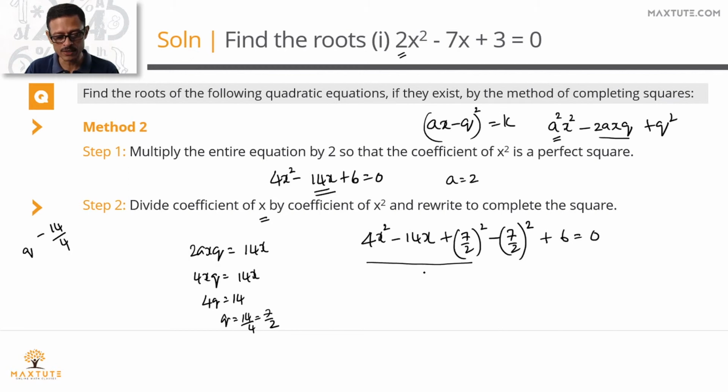So what is this part going to be? Ax is 2x. Q is equal to 7 by 2. So it's going to be 2x minus 7 by 2 the whole square. So completed the square. Take these two terms to the right hand side. You'll have 7 by 2 the whole square minus 6. Let's take it to the next slide and solve it to find the value of x.